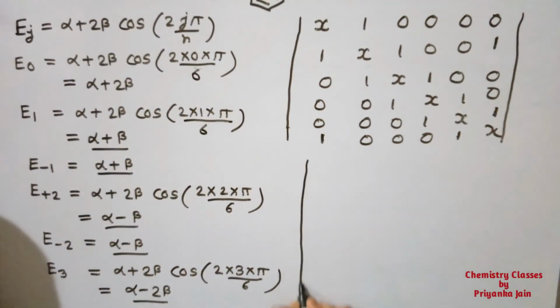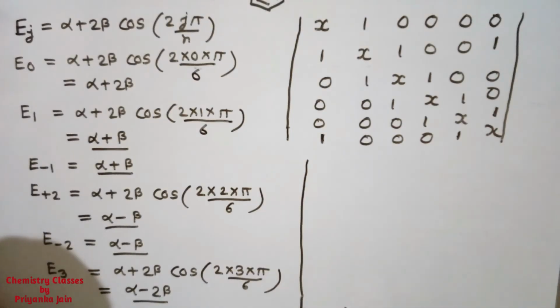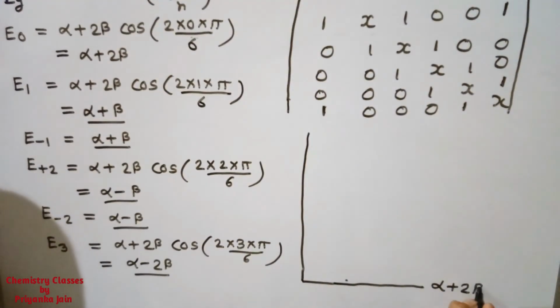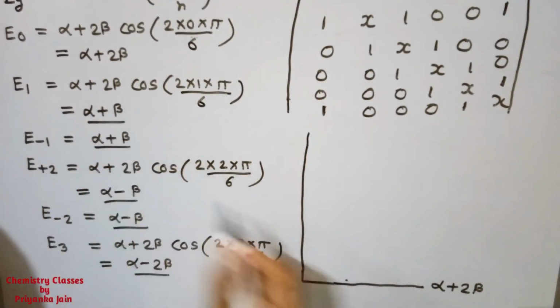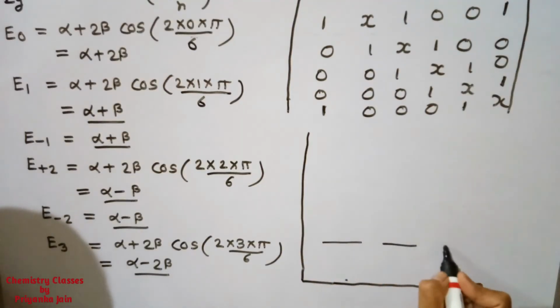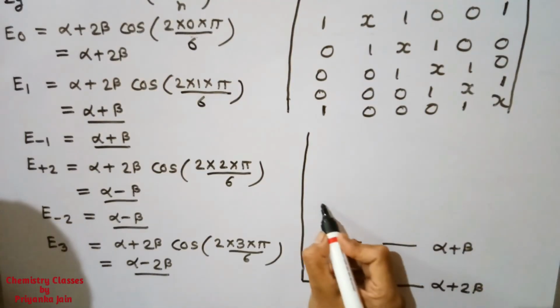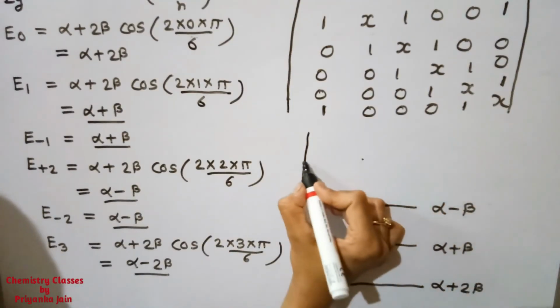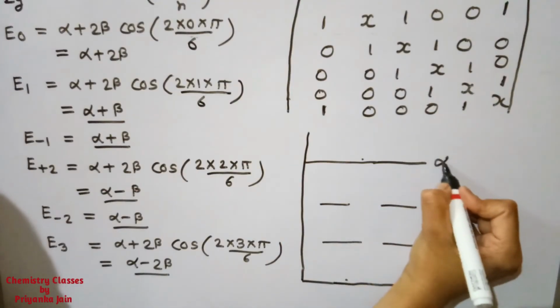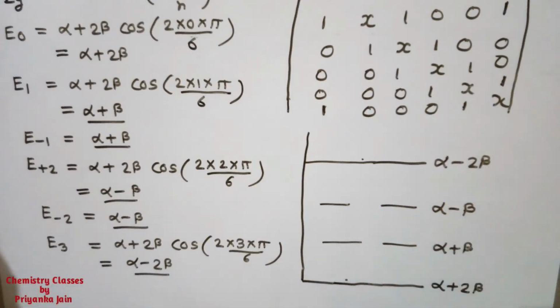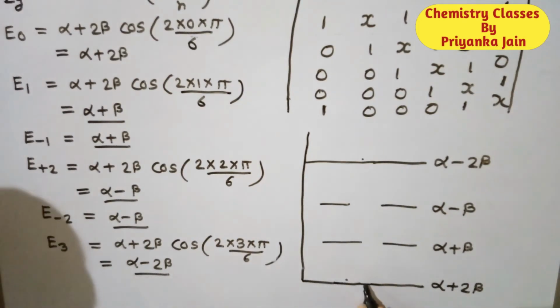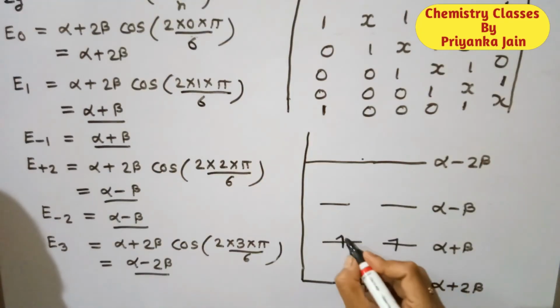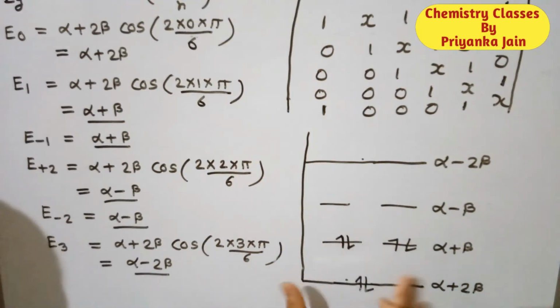Now we have to put them down according to their energies. So the lowest one will be alpha plus 2 beta. And then these two levels are doubly degenerate, it means these are alpha plus beta levels. And then we put here the alpha minus beta levels, and the last one is alpha minus 2 beta. So these are the 6 levels and the number of electrons is equal to 6. So 2 electrons will be here, then 1, 2, 3 and 4. It means a total of 6 electrons are filled in this manner.